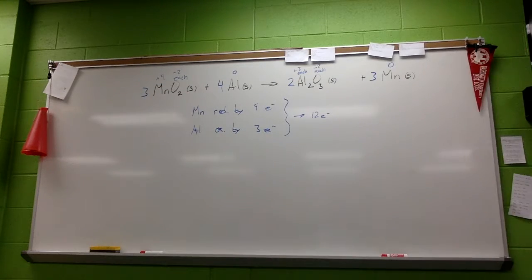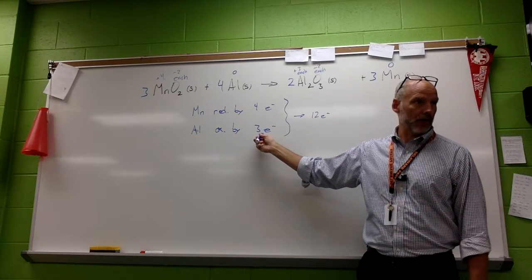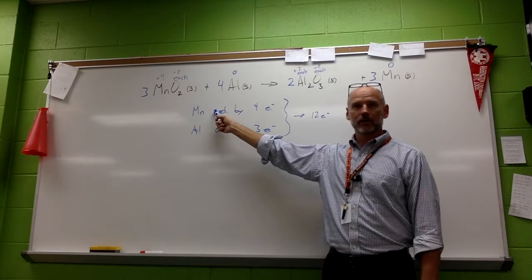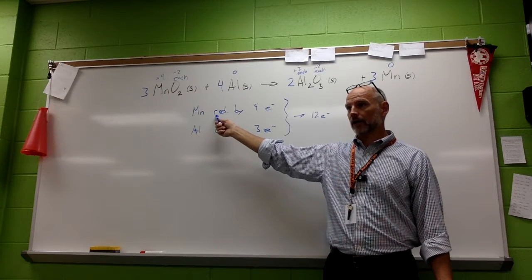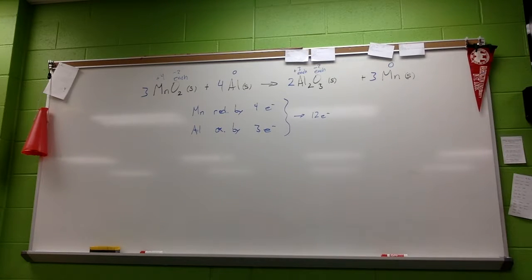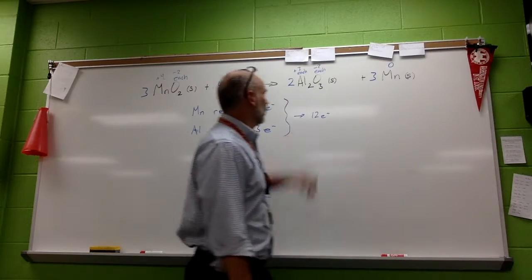Does that make any sense? So if you look at that, 4 aluminum atoms lose 12 electrons, and 3 manganese atoms gain 12 electrons. See where I'm going with that? The electron transfer is equal. Then you just go back and make sure everything else balances out. Okay? Well, we've got 6 oxygens here. We got 6 oxygens. Oh, we're done.